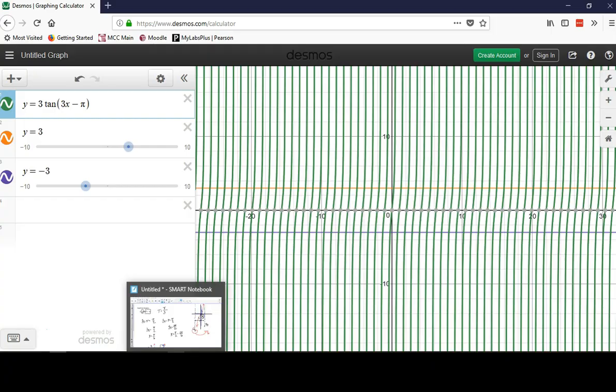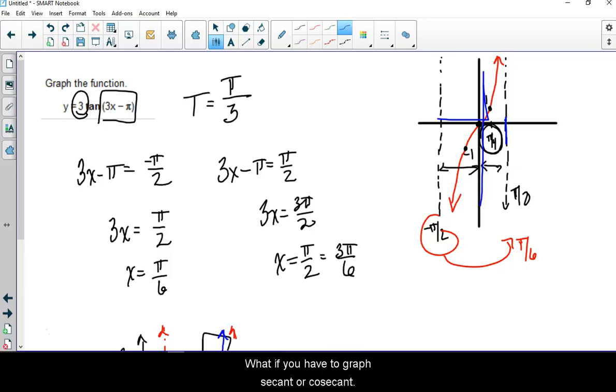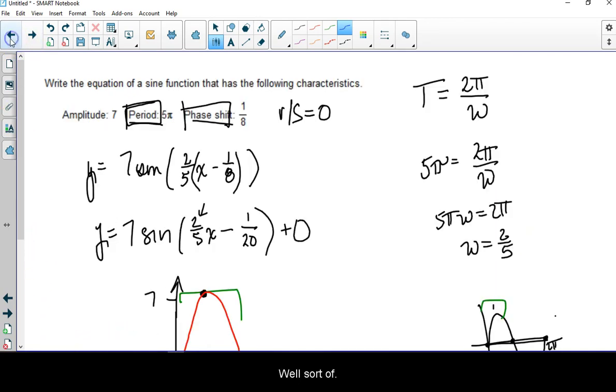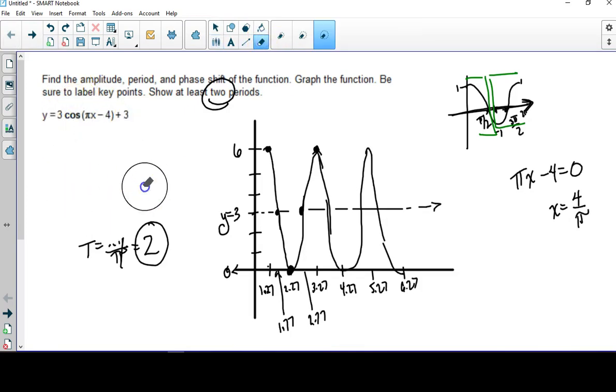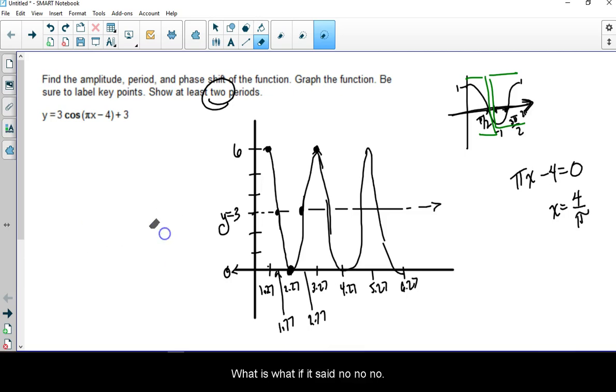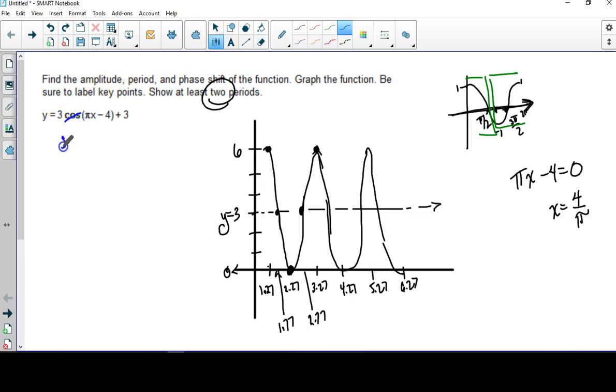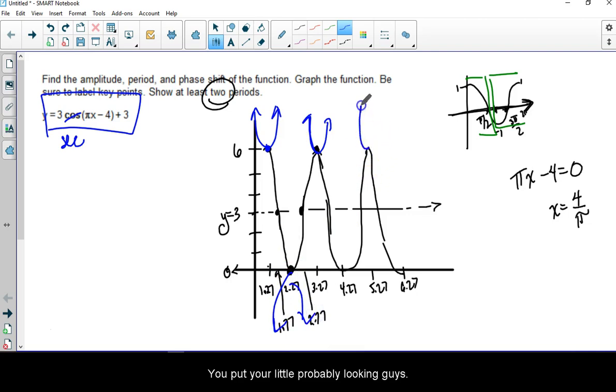Okay. Now, what if you have to graph secant or cosecant or tangent, cotangent? Terrible. Well, sort of. I'm going to go back to this cosine. I'm going to erase all of this. And what if it said, no, no, no, graph secant? Well, what you do is you don't graph secant. You graph cosine. And then at the peaks and the valleys, you put your little parabola looking guys.